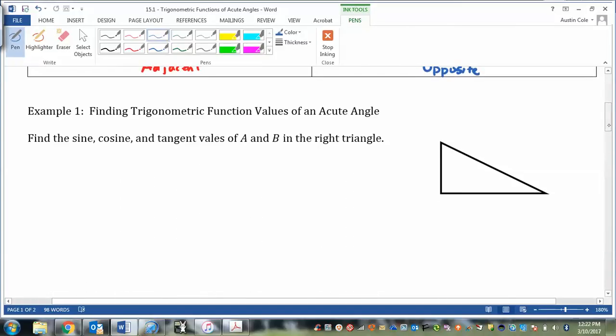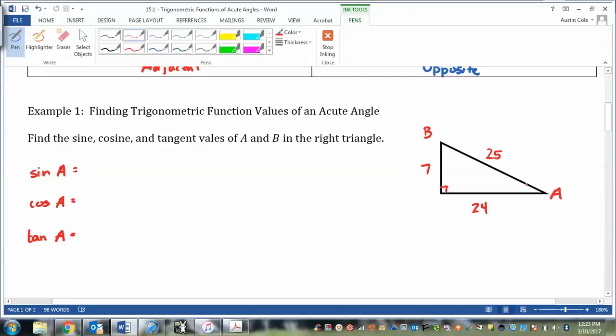So example one, I've got this triangle, and on your drawing, I believe we have 7, 24, and 25, is that right? All right, and let's call this angle A and this angle B, and this is a 90 degree. Our directions say to find the sine, the cosine, and the tangent values of A and B in the right triangle. So I'm going to find the sine of A, cosine of A, and the tangent of A.